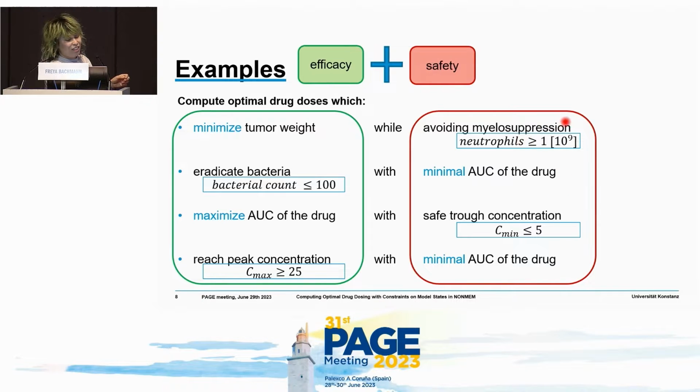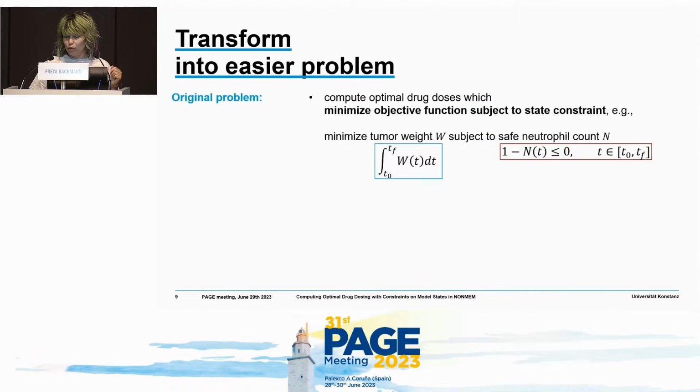This is the state constraint, and these are also other examples, and all of these examples are of the same type. We always minimize something subject to an inequality state constraint. So, this is our original problem.